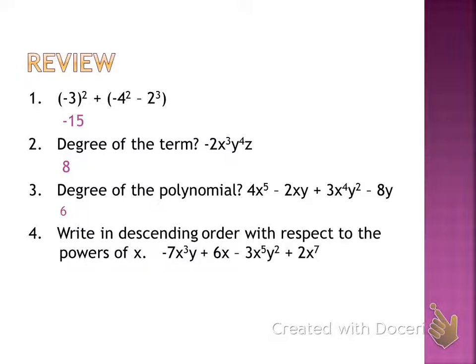Wait, you said biggest to smallest? Biggest to smallest x exponent. So what's the biggest x exponent? Yes, ma'am. 2x to the 7th will go on the front. Then which one? Right, minus 3x to the 5th, y to the 2nd. Then the minus 7x to the 3rd, y. And then the plus the 6x. Good.